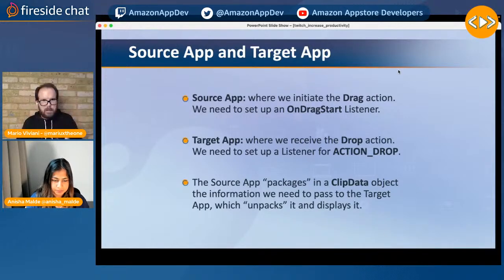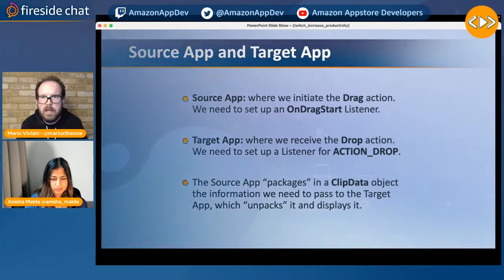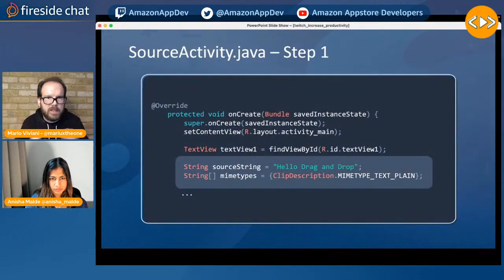So this is the breakdown: source app, target app, dragging something, and then we have listeners both for the drag and drop, and then we pack and unpack the clip data. So fairly easy concept, but let's see how it is actually implemented.